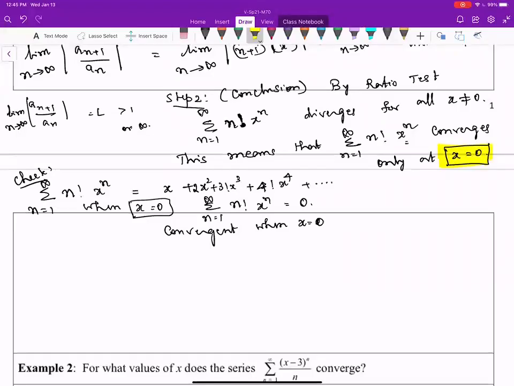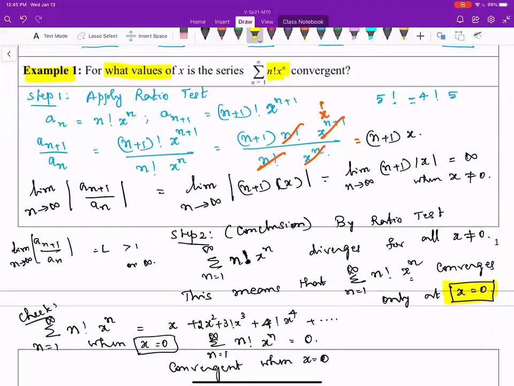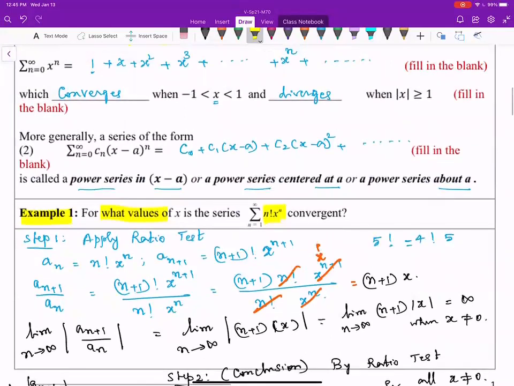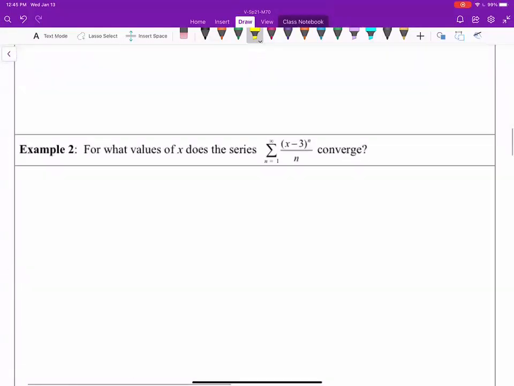Welcome back. This video is part B of concept of section 11.8, which is about power series. Earlier we saw an example of a power series, for what values of x the power series converged. This problem was done in example number 1. We also defined what a power series was. Now in this one, we are going to take another example.